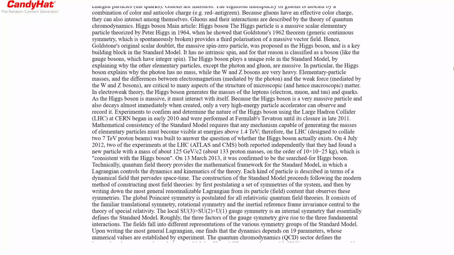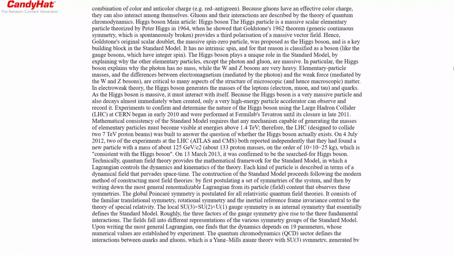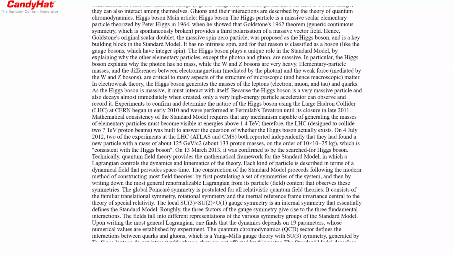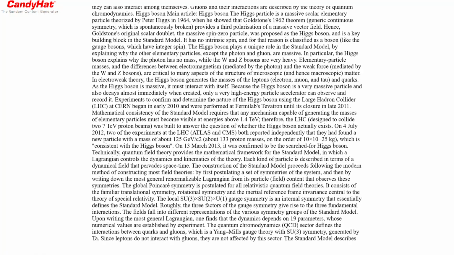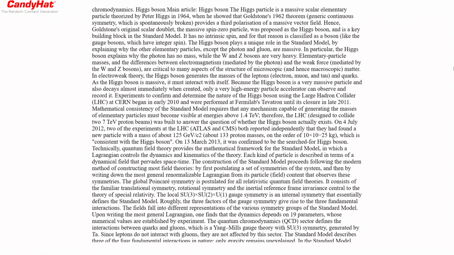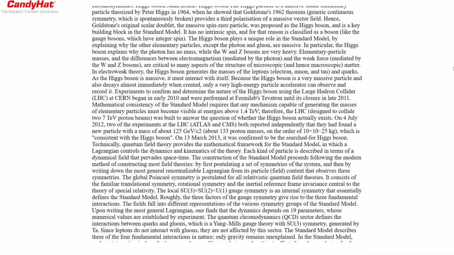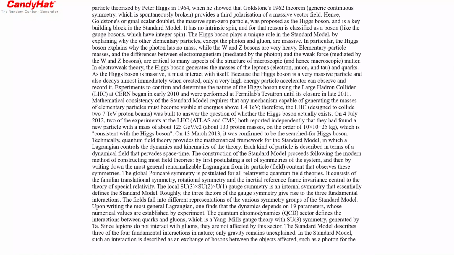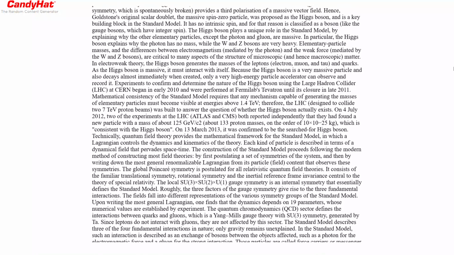Technically, quantum field theory provides the mathematical framework for the Standard Model, in which a Lagrangian controls the dynamics and kinematics of the theory. Each kind of particle is described in terms of a dynamical field that pervades spacetime. The construction of the Standard Model proceeds following the modern method of constructing most field theories, by first postulating a set of symmetries of the system, and then by writing down the most general renormalizable Lagrangian from its particle, field, content that observes these symmetries.